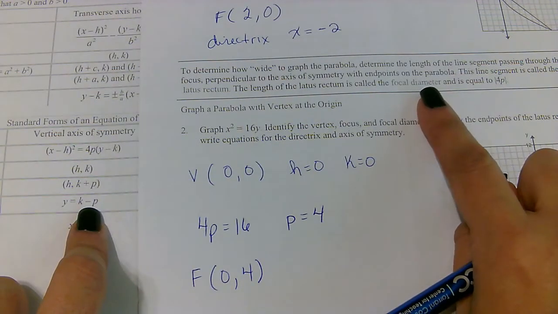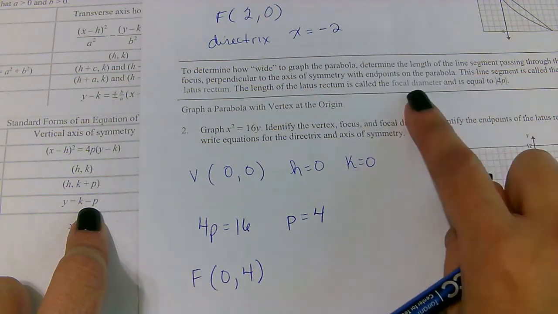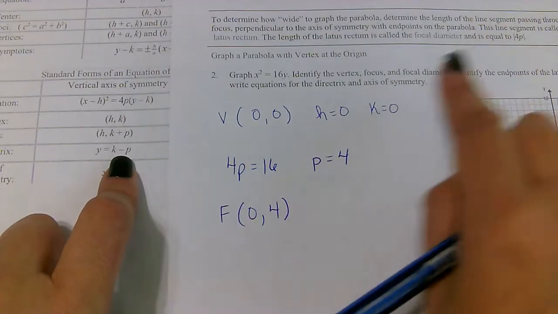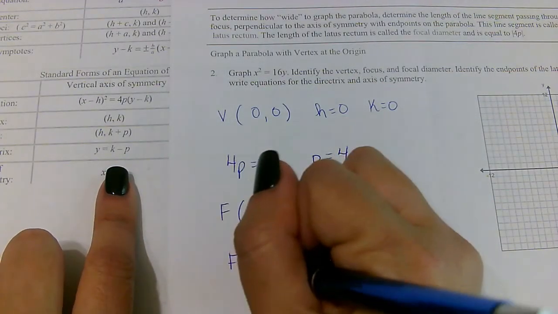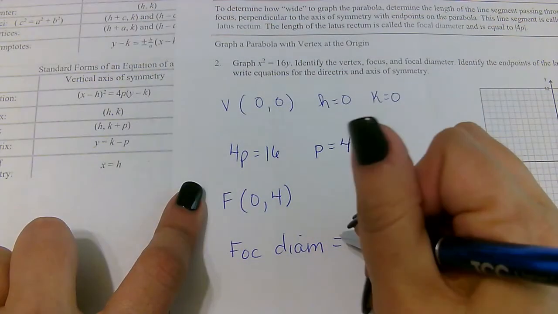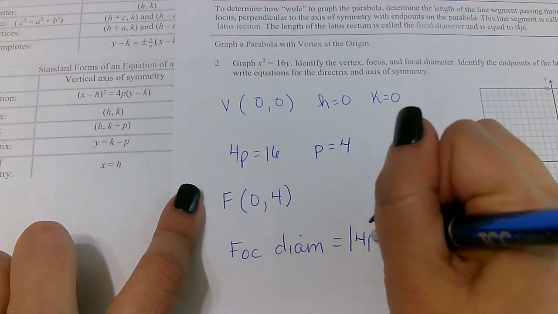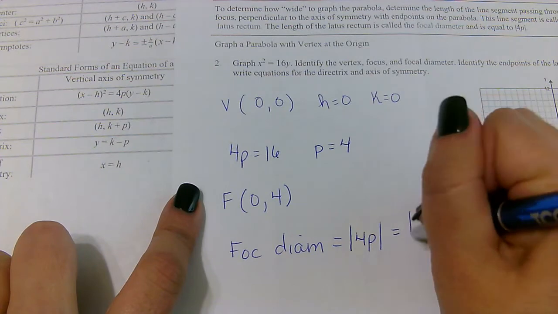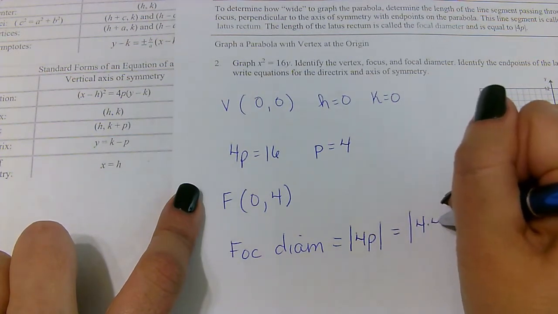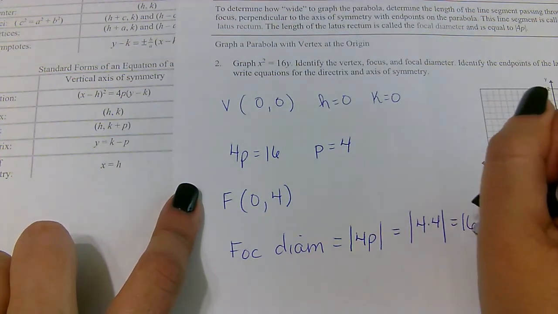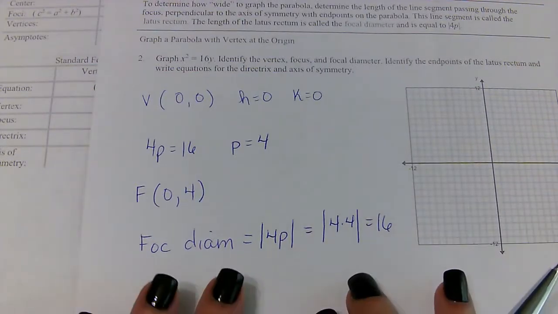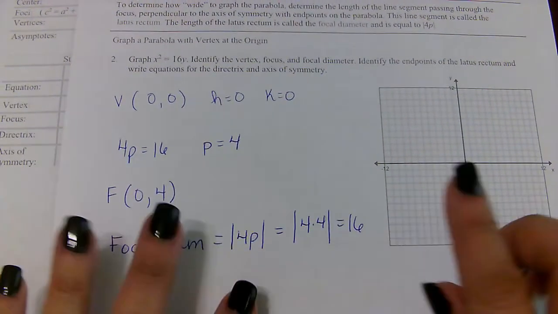The next thing we're going to do is find the focal diameter. If we look at the equation here, our focal diameter is equal to 4p. So I'm going to go ahead and put the focal diameter is equal to the absolute value of 4p, which in this case is the absolute value of 4 times 4, or in other words, 16. Given this information, let's go ahead and graph.